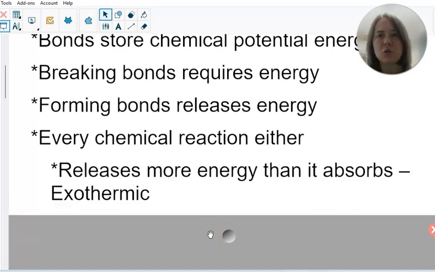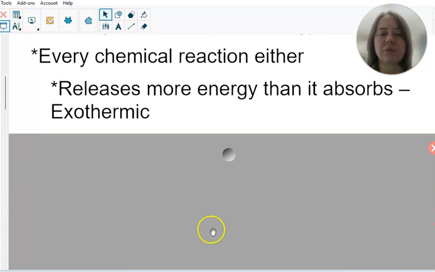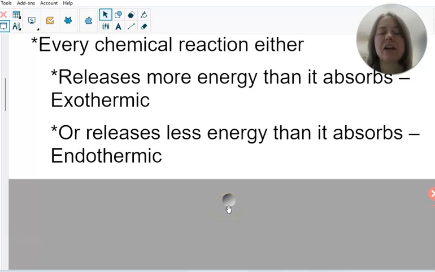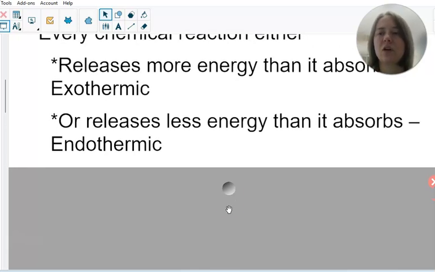If it releases more energy by forming new bonds than it absorbed by breaking the original bonds, then it's an exothermic reaction. If it releases more than it absorbs, it's exothermic. If it releases less energy than it absorbed, then it's an endothermic reaction. So overall, it either releases more or absorbs more. Exothermic and endothermic.